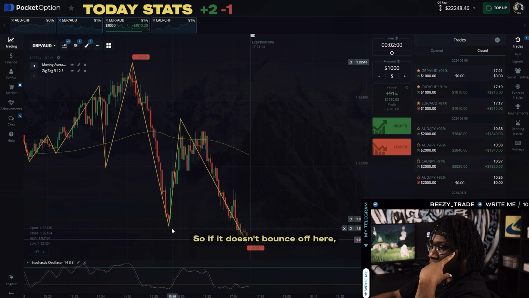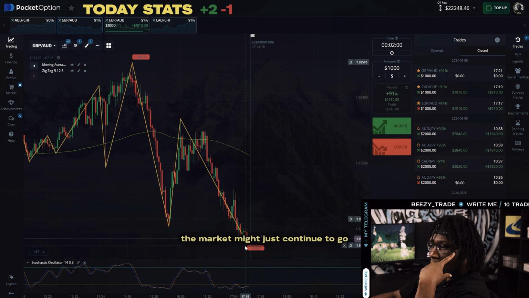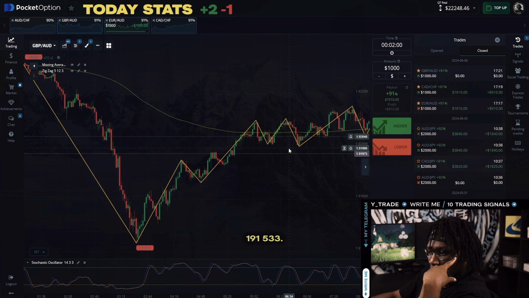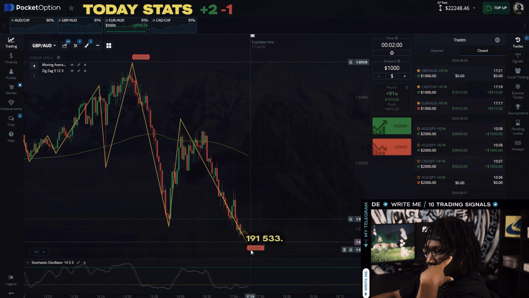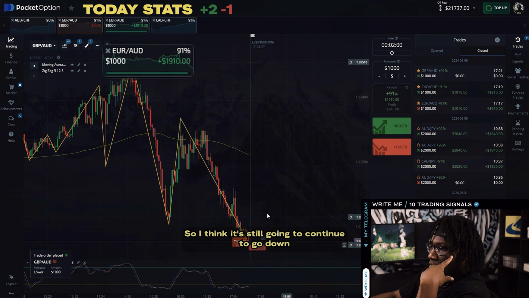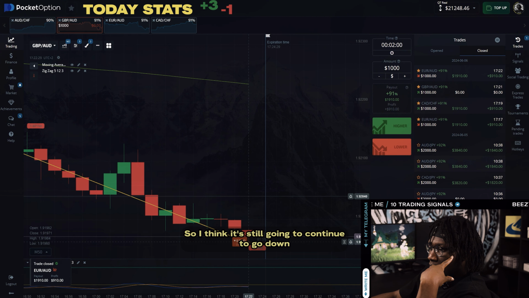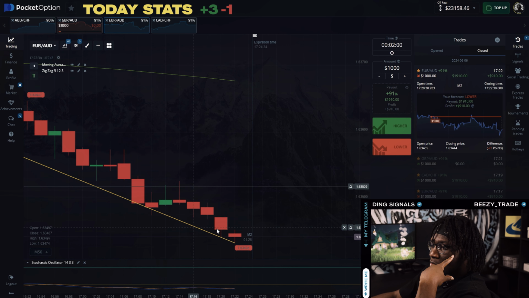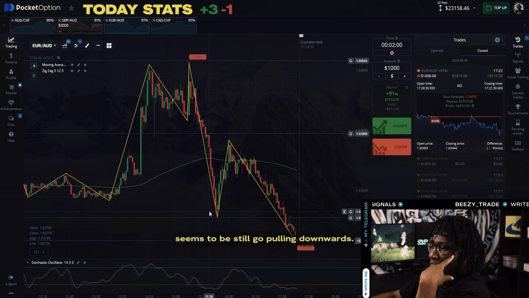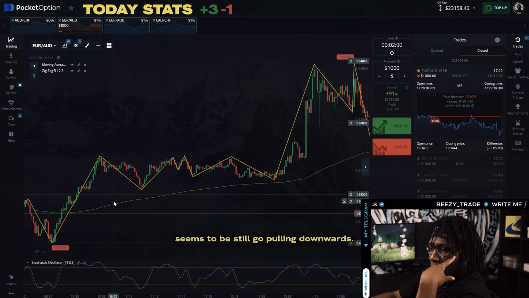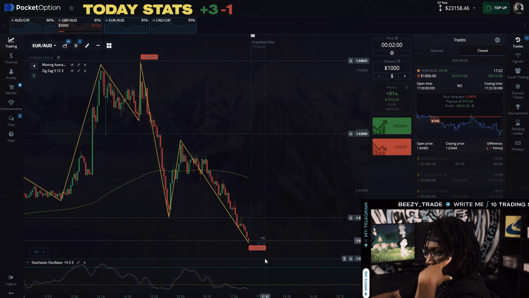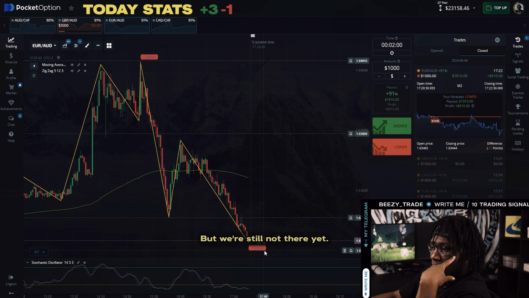So if it doesn't bounce off here, the market might just continue to go all the way down to the lowest point, 192 here, 191,533. So yeah, I think it's still going to continue to go down to that point. So we take profit on our euros, and AUD really seems to be still pulling downwards. We're expecting it to touch 16329, but we're still not there yet.